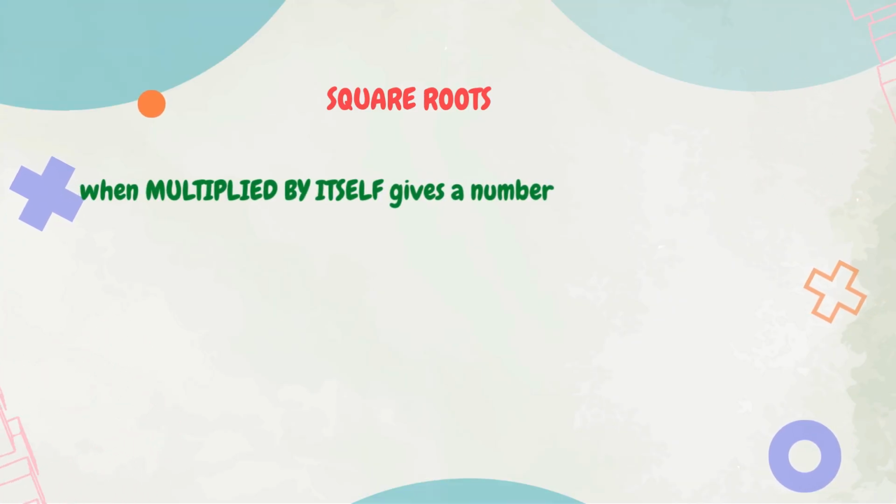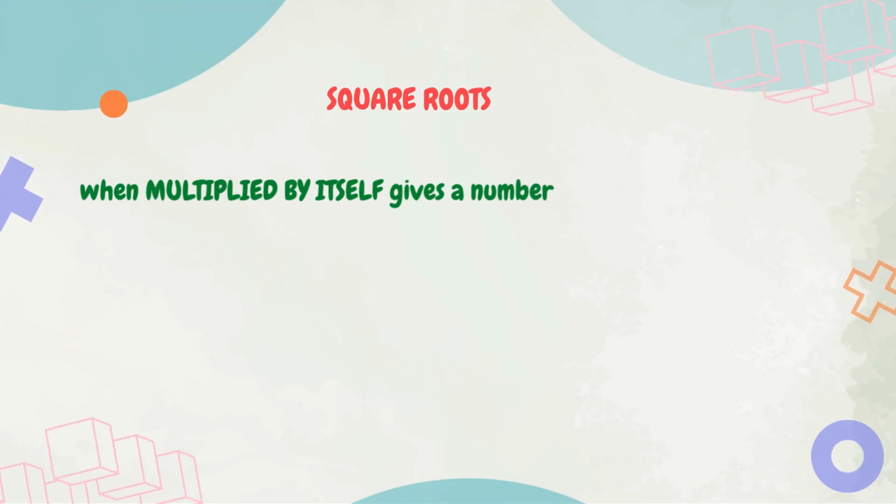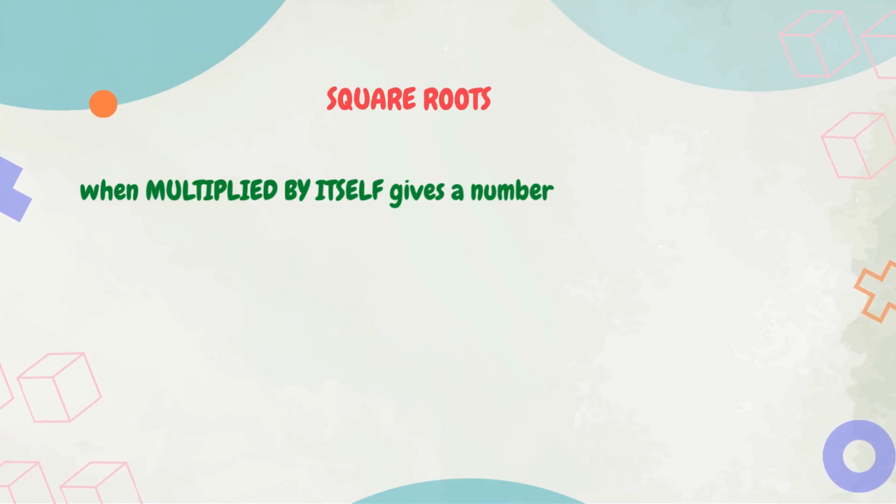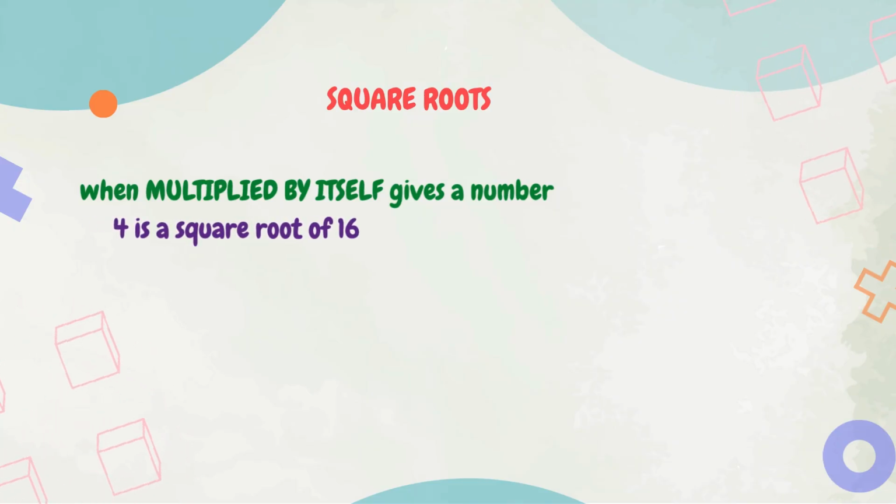A square root is a number that, when multiplied by itself, gives a number. In other terms, a number that can be multiplied by itself to get a number. For example, you want to get 16. What number can you multiply by itself to get 16? It's 4. So 4 is the square root of 16, as 4 times 4 gives 16.